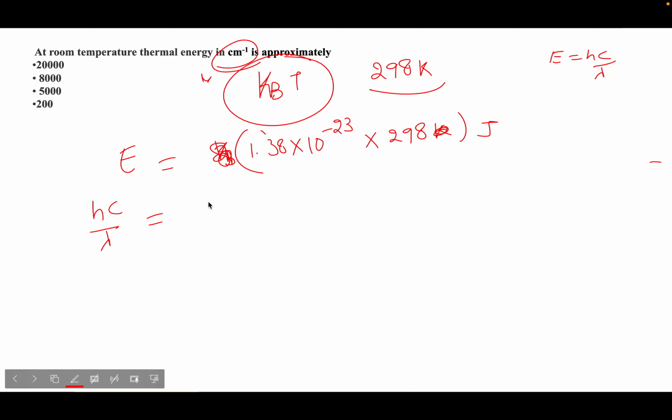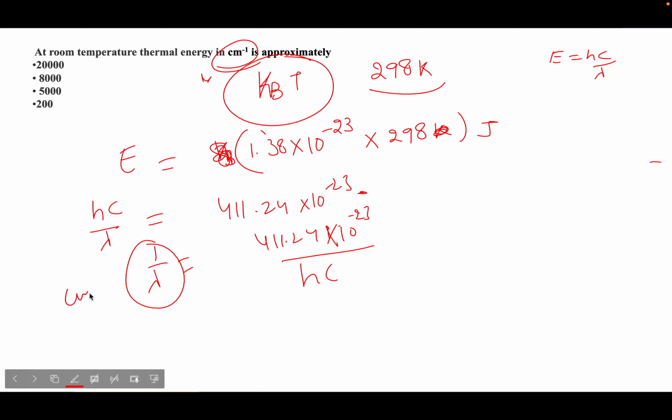So this is 411.24 into 10 to the power minus 23. This is in joule. Now if we divide this quantity by hc, we will get the answer in per centimeter if we use centimeter only.